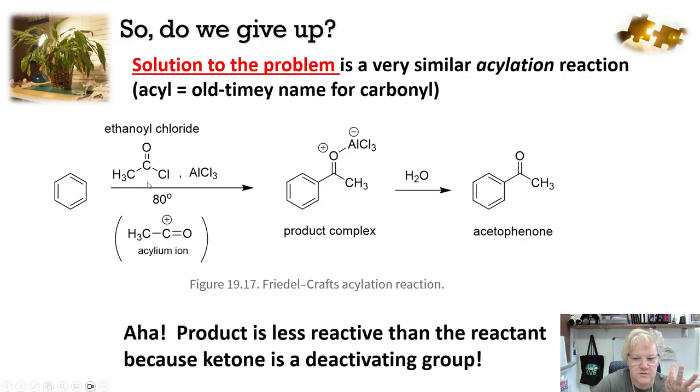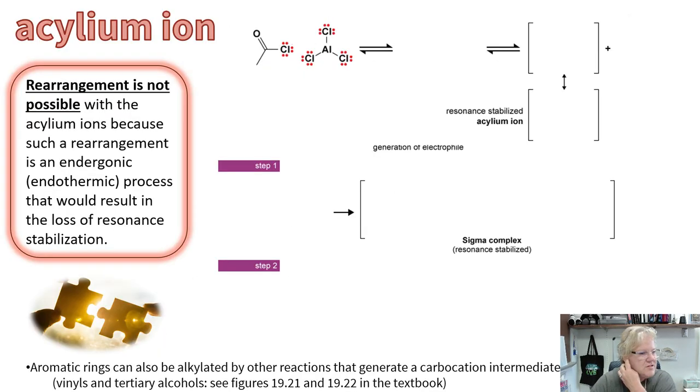Okay. Aha! The product is less reactive than the reactant because the ketone is deactivating. Goodness. If it's deactivating, is it pushing electrons in or taking electrons out? Okay, it must be withdrawing. All right, so let's look at it a lot closer. But the key to this is, why did they come up with the acylation too? The rearrangement is not possible with this.